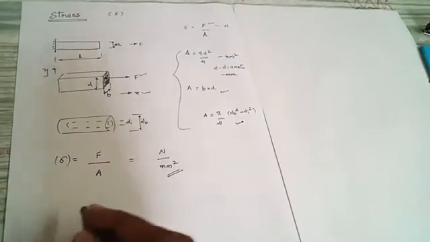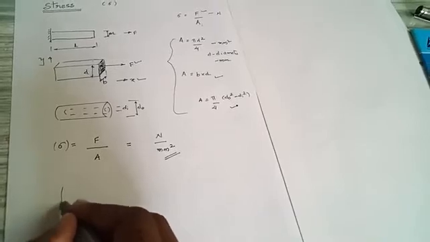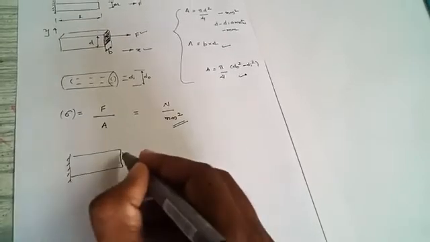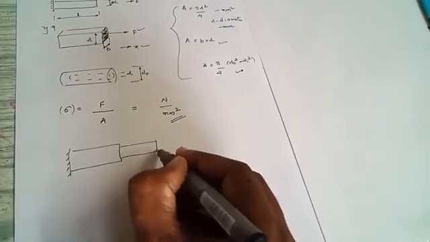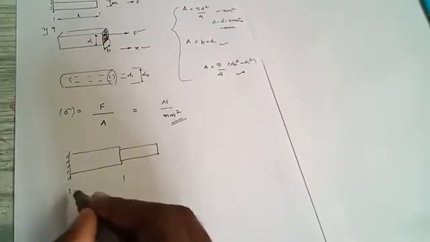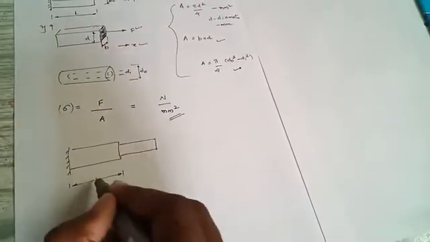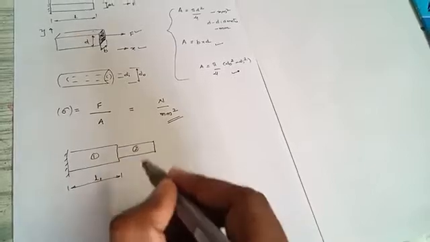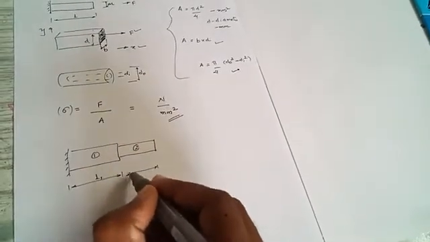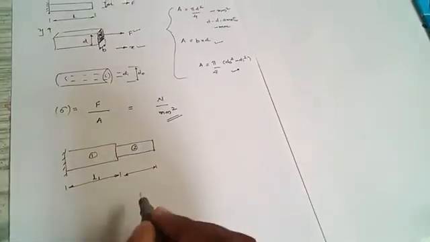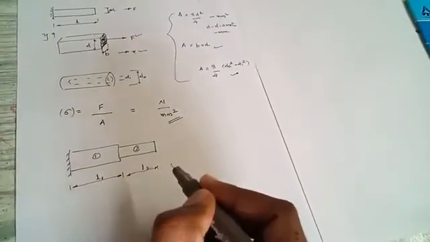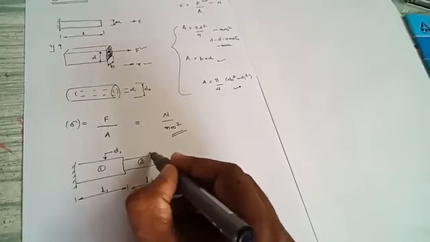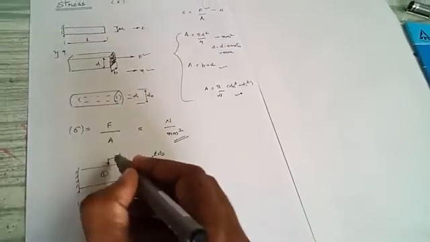If it is a stepped bar, if it is like this, here we have two portions. I will take this as 1 and this one as 2. In the same way I will define the length for this portion as L1 and for this portion as L2. And in the same manner I will consider the diameter: here it is D1 and here it is D2. Phi means diameter.